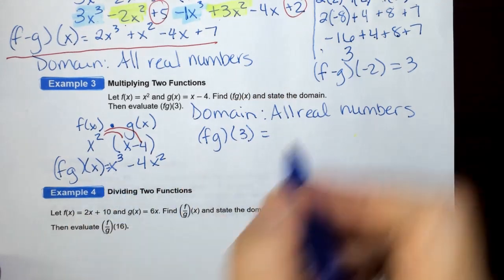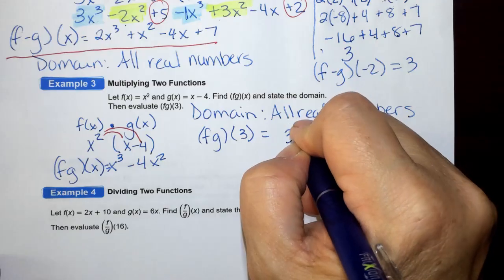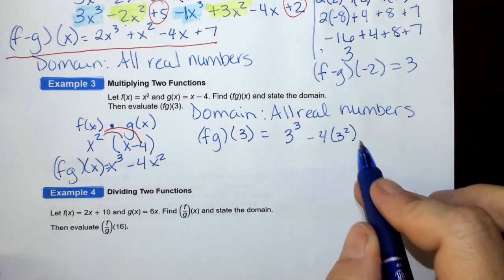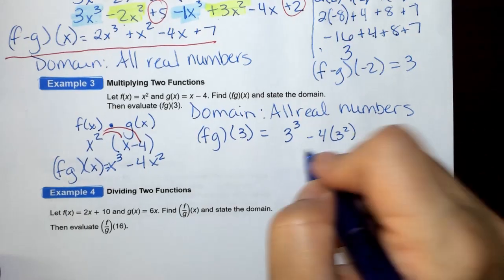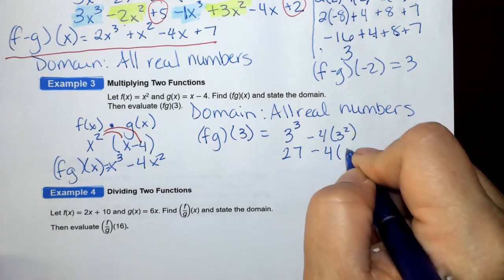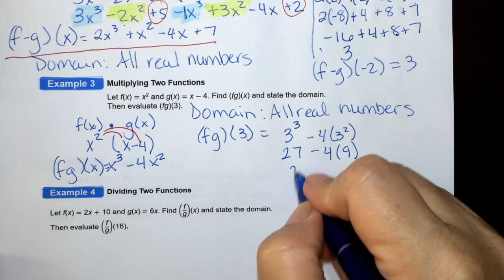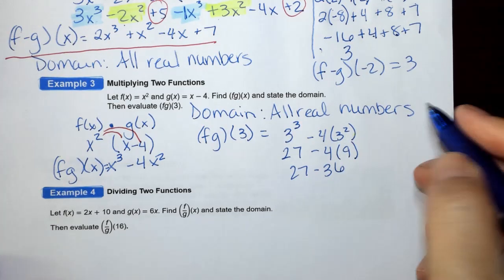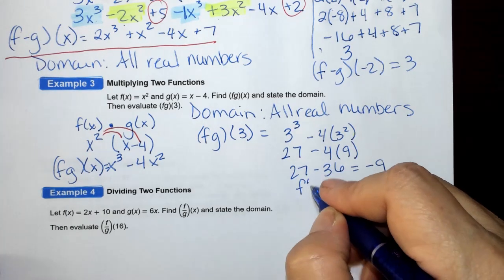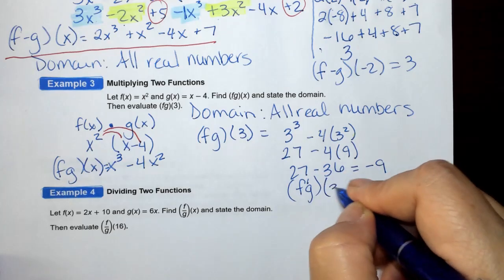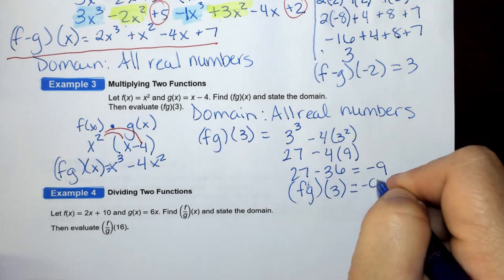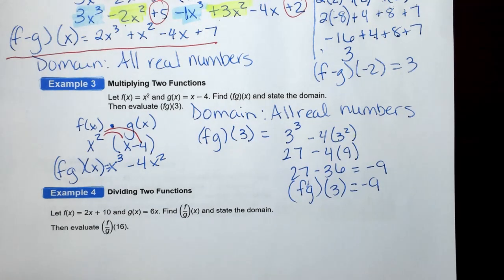All right, so we stated the domain. Now we are finding f times g of 3. So everywhere there's an x, I'm going to substitute in a 3. So I got 3 cubed minus 4 times 3 squared. Remember, PEMDAS, exponents before multiplication. So 3 cubed gives us 27. Minus 4 times 3 squared is 9. So 27 minus 36 equals negative 9. So f times g of 3 equals negative 9. And that's your answer.